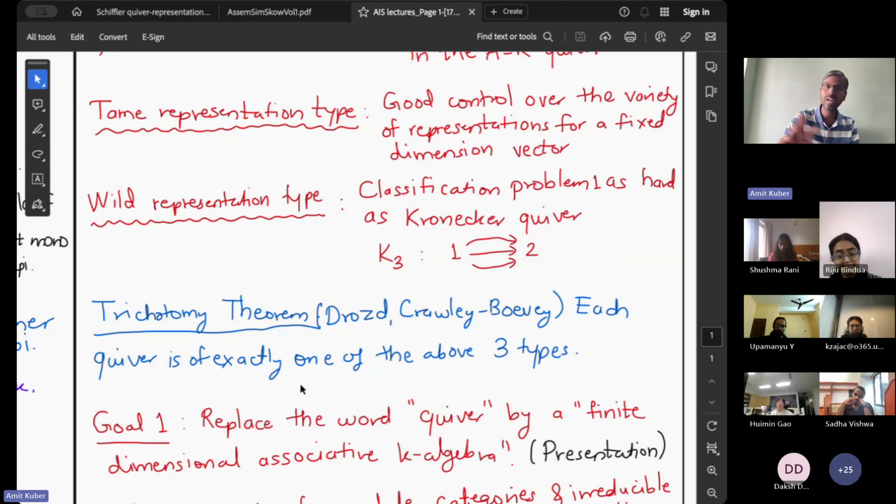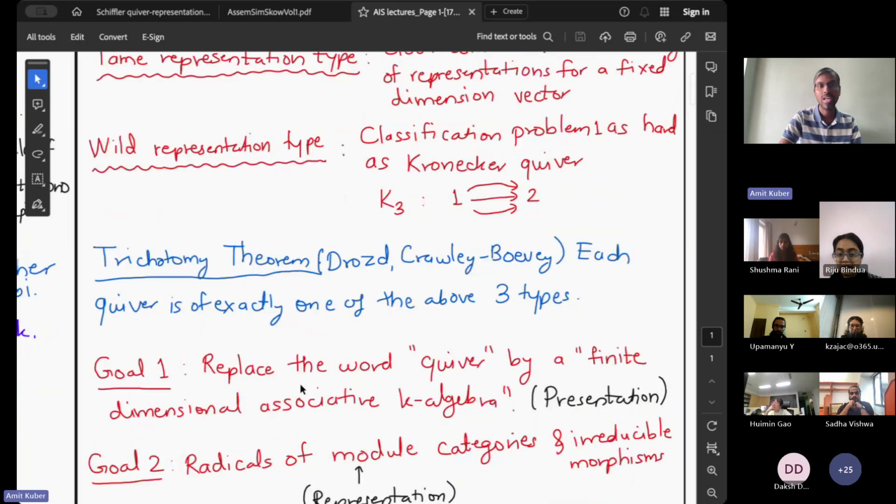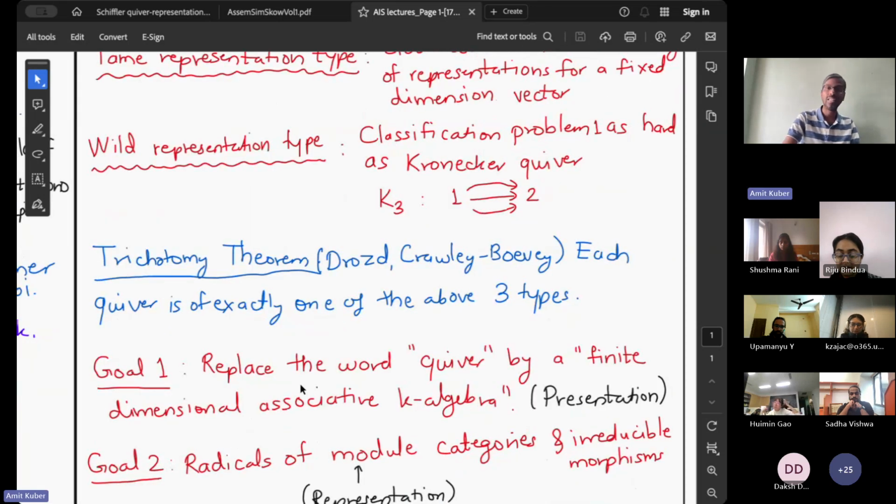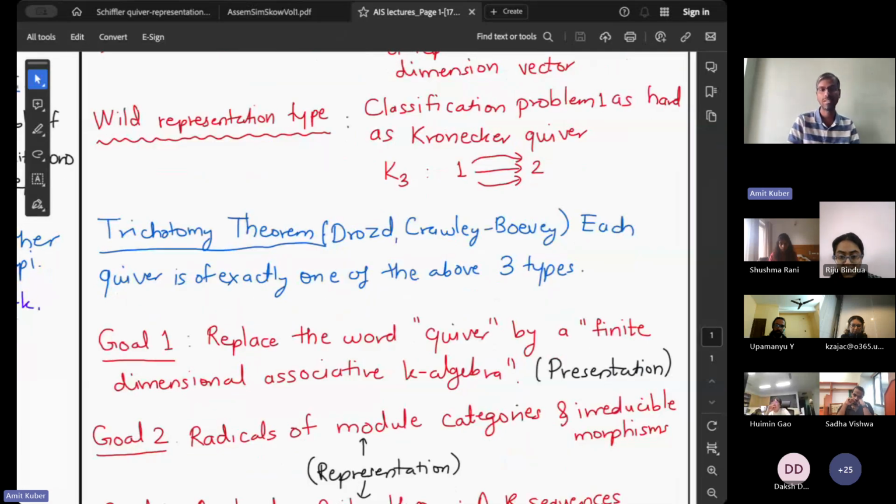I will also define a K algebra, if you don't know what it is. But if you were present this morning, then Venkatesh already did that for us. He was talking about associative algebras. Okay, so we are going to replace it with that. And this is the presentation aspect. This is what Gabriel brought into the picture.